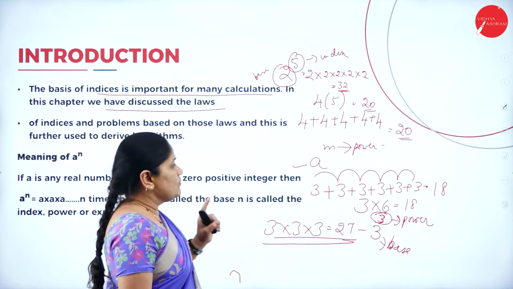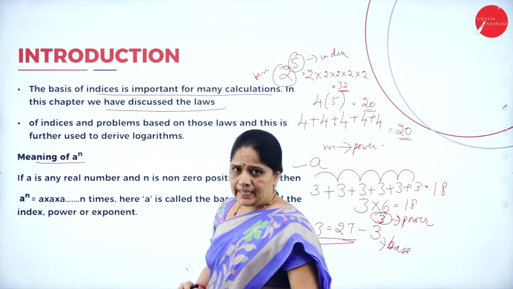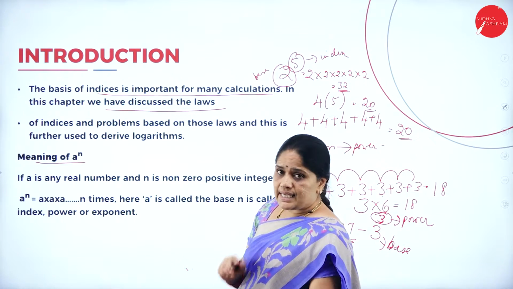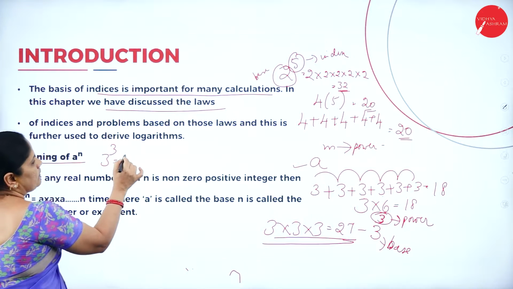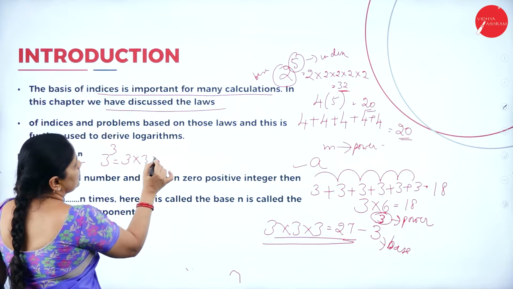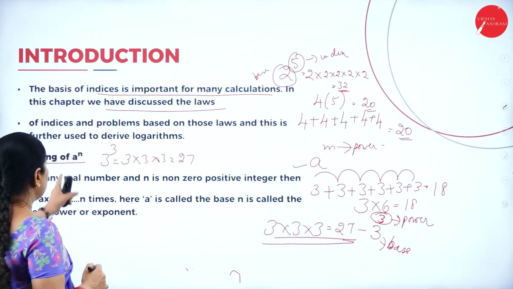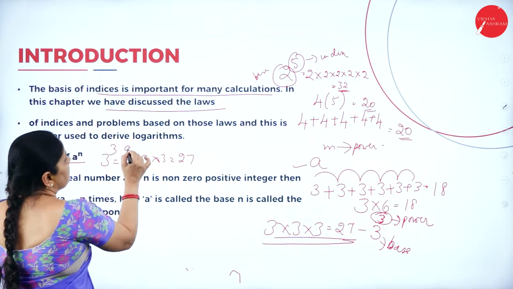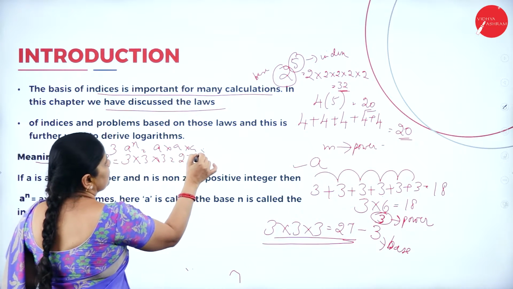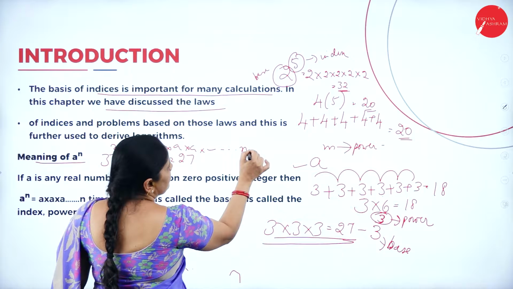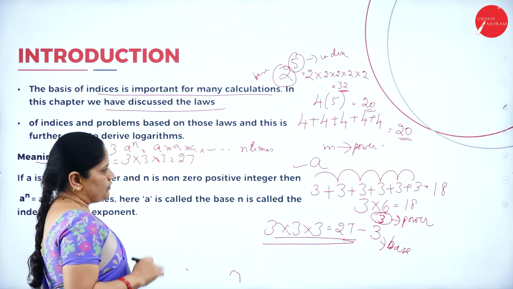Now, let us see what is written in this. What is the meaning of a to the power n? Just like I just wrote, 3 to the power 3 is equal to 3 into 3 into 3, so that will be 27. The same way, if I write a to the power of n, it means a into a into a into a. How many times should I multiply? n times. Okay, are you following?